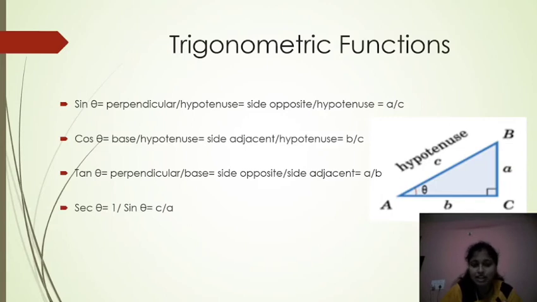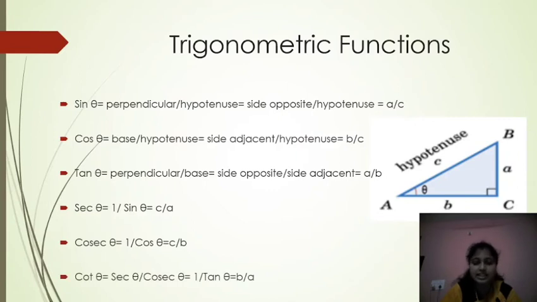Next is sec theta. As I told you, the inverse of sine theta, so 1 by sine theta, is equal to C by A. Cosec theta is 1 by cos theta, so it's C by B. And cot theta is the opposite of tan theta, which is sec theta by cosec theta, or 1 by tan theta, is equal to B by A.